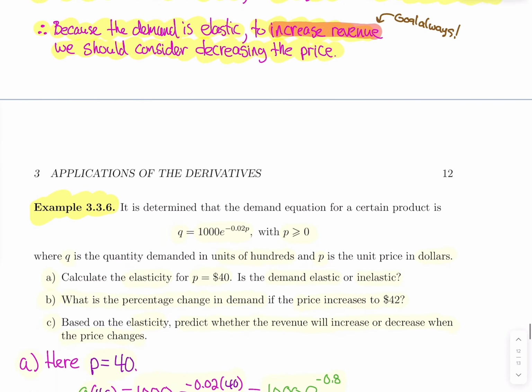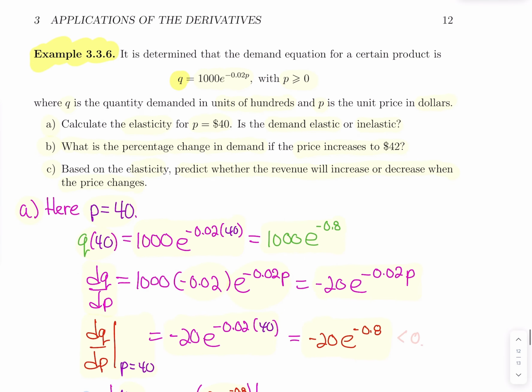Next example. So we have the demand curve Q is equal to 1000 e to the minus 0.02 p, where p is positive. This will make sure that Q is also positive because the exponential function only spits out positive quantity. The units for Q here are hundreds of units, and P is simply in dollars. First question: when the price is 40, let's compute elasticity, and then let's decide if this demand is elastic or inelastic.